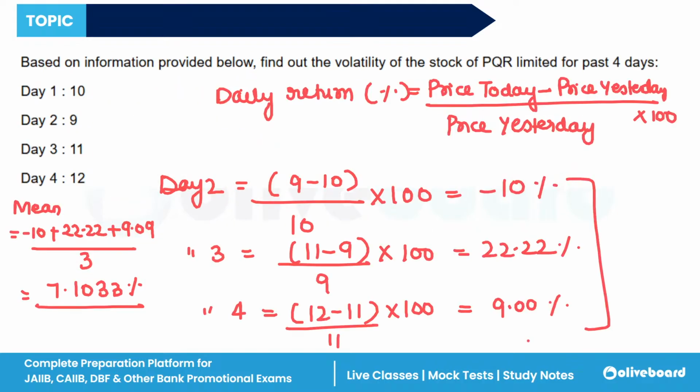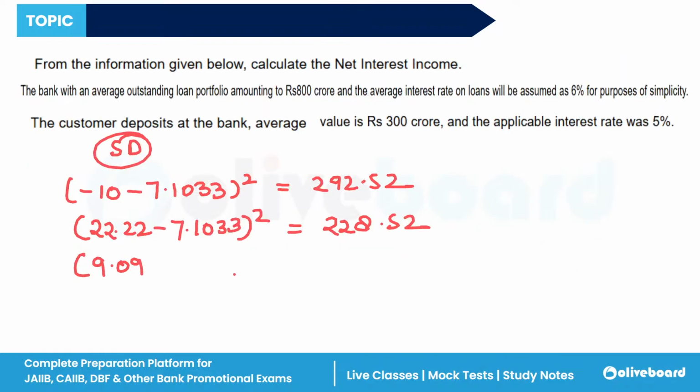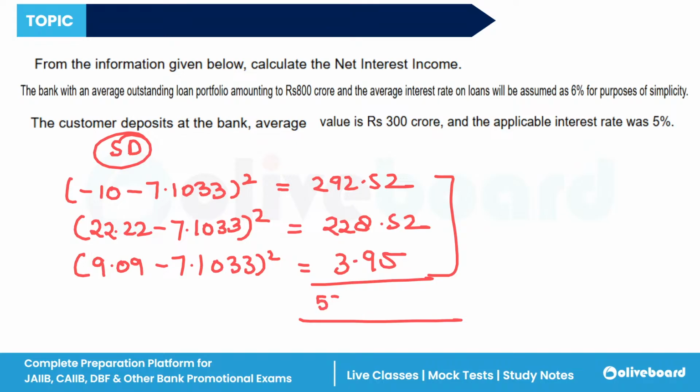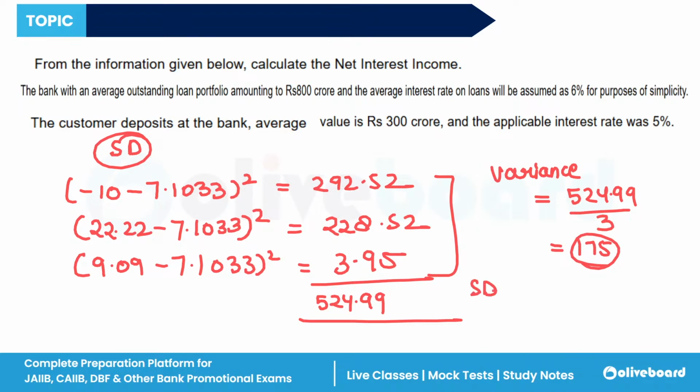9.09, because here 9.09 is there. This is 9. Then subtract this, you got 3.95. Now what is the sum of them? Add them. It is equals to 524.99. And variance formula is standard deviation divided by number of days, which is equals to 3. So it is 175. Now standard deviation, which is the volatility, do the square root of it.